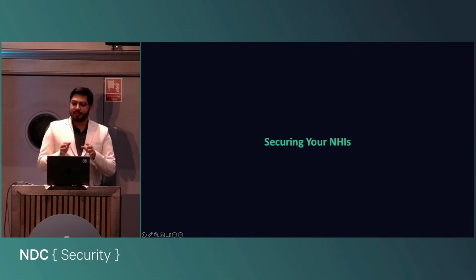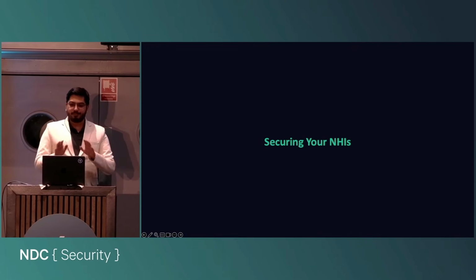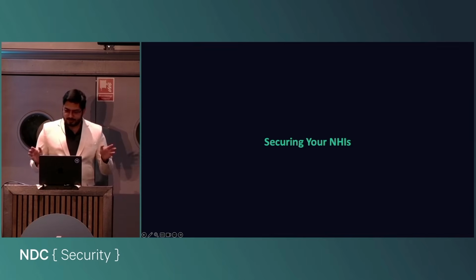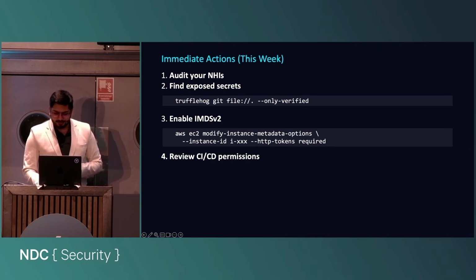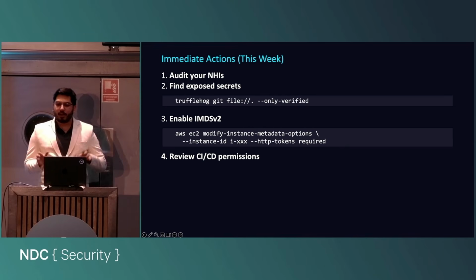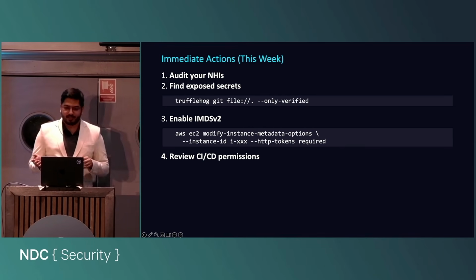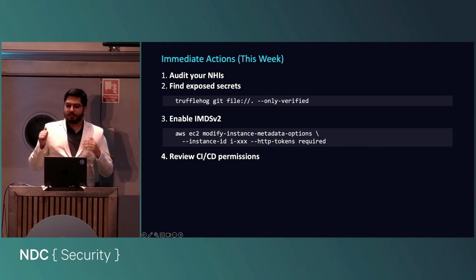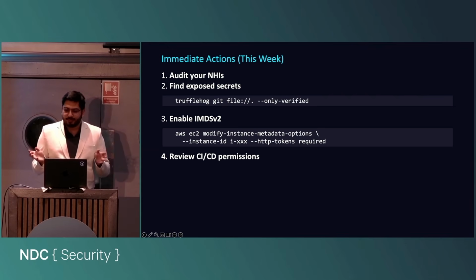So here's what you can do this week, not next quarter. Let's sort it out within a week. Firstly, audit your NHIs. Just count them. I bet you'll be surprised. You can use Trufflehog against your repos to find exposed secrets. I believe you'll get something or the other.